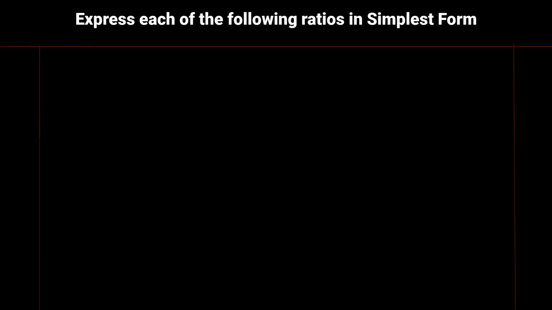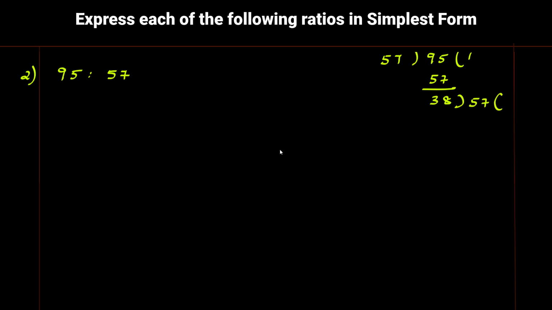Okay, let's go to the next sum wherein the question is 95 is to 57. Sometimes we do have a difficulty to identify the common factor. We can do it by the division method of finding the highest common factor which divides 95 and 57. So we take the second number, the denominator, and we divide. So 57 ones are 57, subtract, we get 38. We bring in the divisor back again. 38 ones are 38. We get 19 and we bring in the previous divisor 38. So 19 twos are 38. So the highest common factor which divides both the numbers is 19.